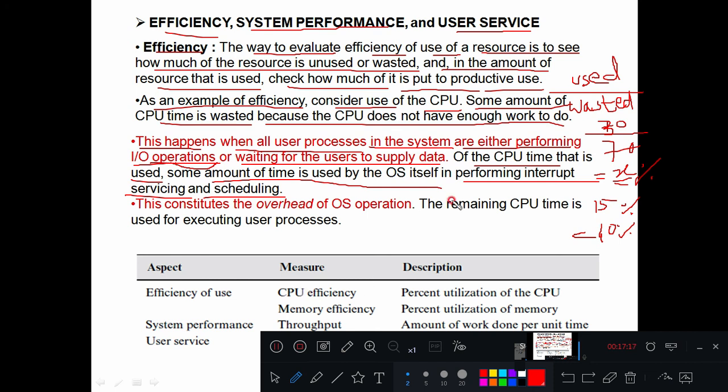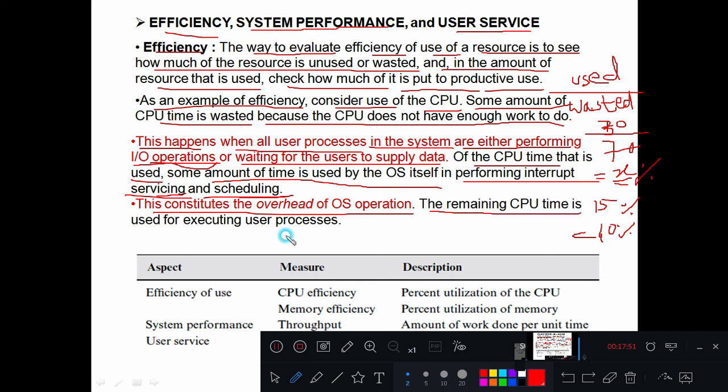Performing interrupt servicing means checking the different devices which are connected to a computer system, and this is a kind of interrupt servicing itself, right? And scheduling, we have already discussed in case of process management. So even the operating system will take some amount of CPU time for its own execution. I can call it OS overhead, so this constitutes the overhead of OS operation, right?